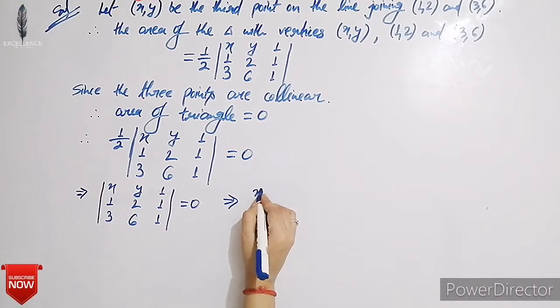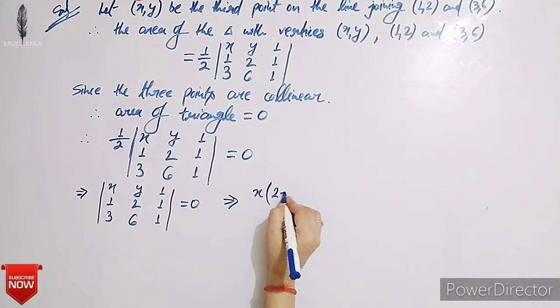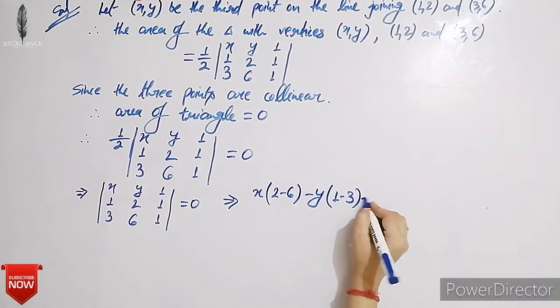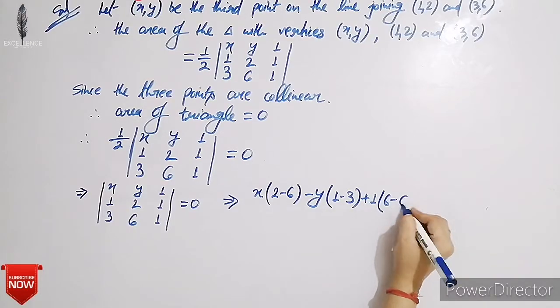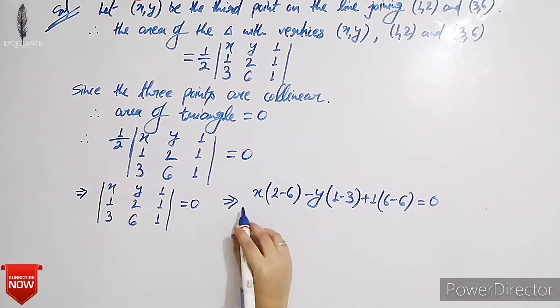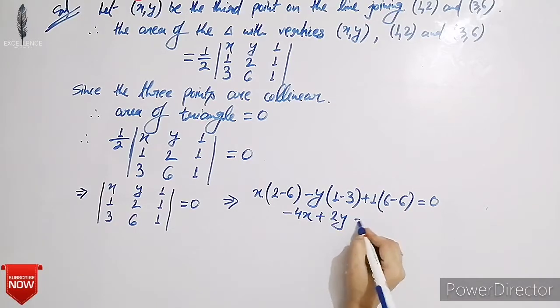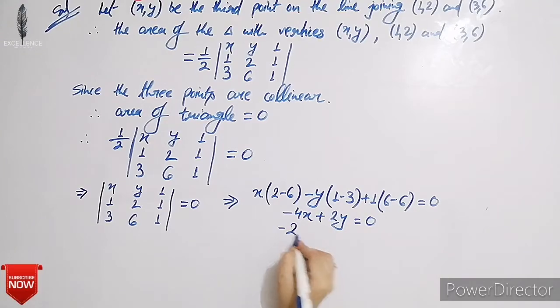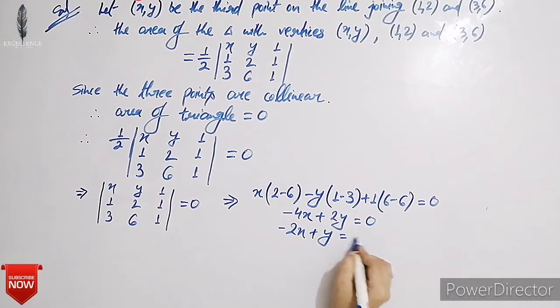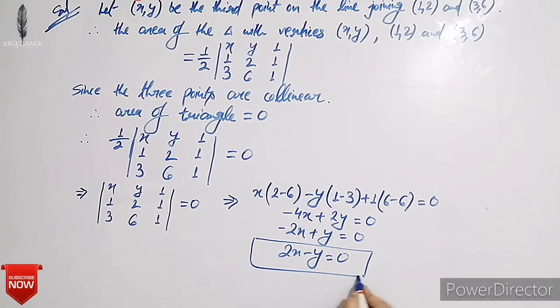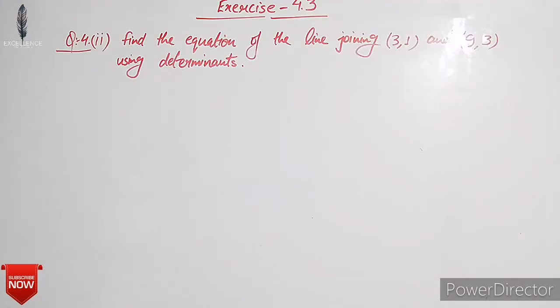Now expanding along row 1, we get x into (2 minus 6) minus y into (1 minus 3) plus 1 into (6 minus 6) equals 0. On solving, we get minus 4x plus 2y equals 0. That can be written as minus 2x plus y equals 0, that is 2x minus y equals 0, which is the required equation of the line. Okay, clear? Let's see the next part of this question.